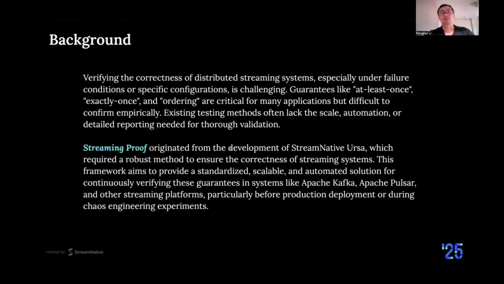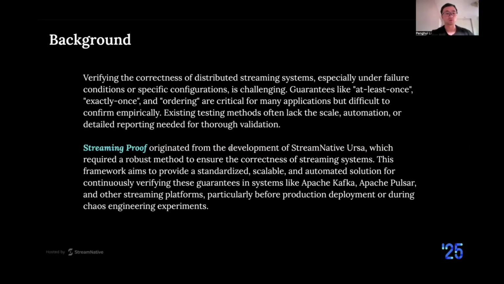Originally it was for Pulsar, for Ursa. When we built Ursa, it changed all the existing implementation. We write to S3 directly. It changed a lot compared to the existing system, so we needed a method to test the new implementation. That is the major reason why we have the streaming proof project.